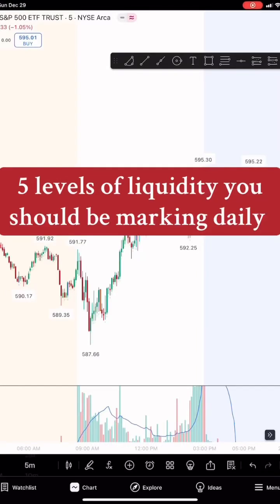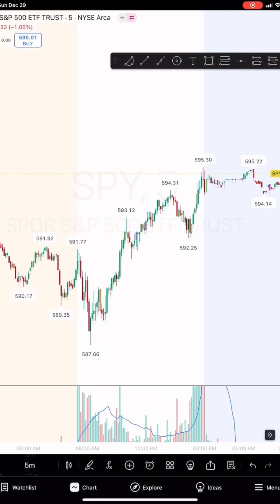If you are not marking these levels of liquidity as a day trader, you are missing out. So I'm going to give you these 5 liquidity levels that you should be marking on your charts daily. The first set is the 15-minute opening range breakout.